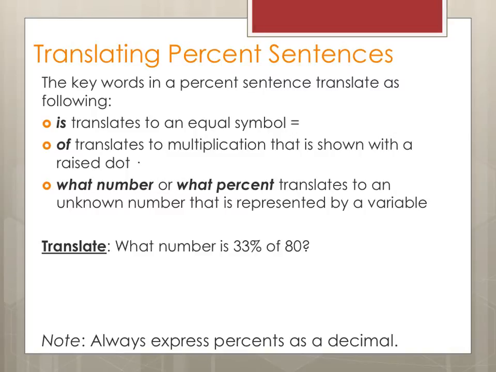Okay, so let's translate this sentence right here. What number is 33% of 80? So what number is going to be our unknown? We're going to represent that with the variable x. "Is" is going to be the equal sign. 33% we're going to represent as a decimal. We always want to represent these percents as a decimal. "Of" is going to be multiplication that we'll show with the dot, and then 80 we'll just write as a number. So that sentence, what number is 33% of 80, is going to look like x equals 0.33 times 80.